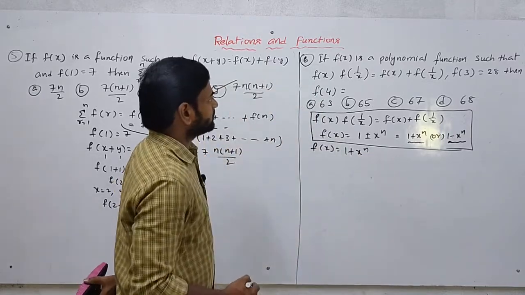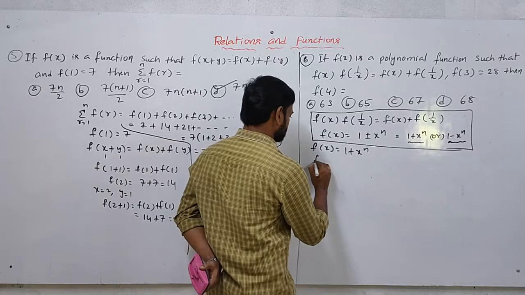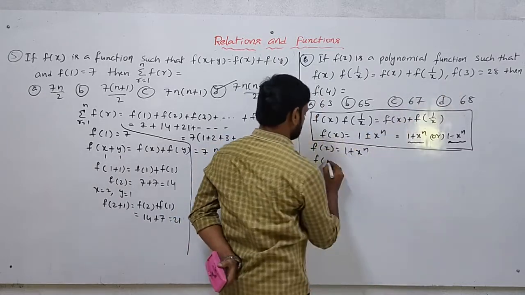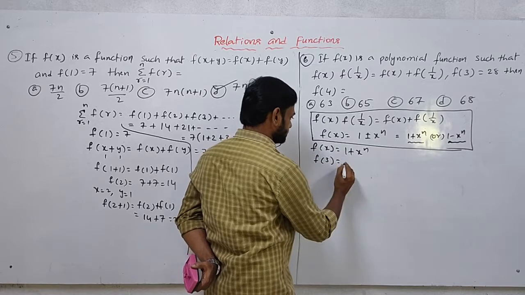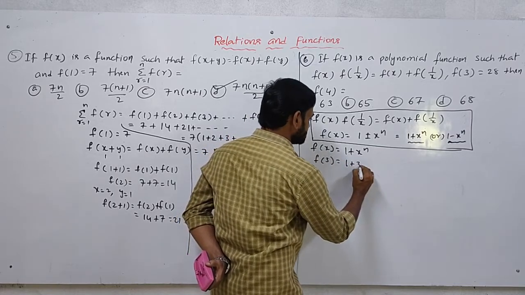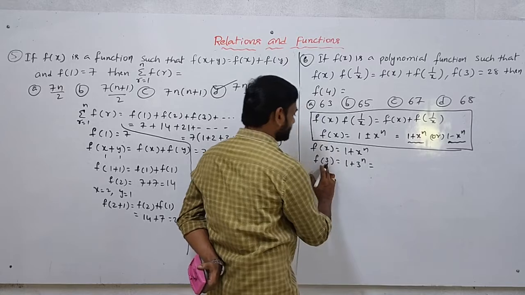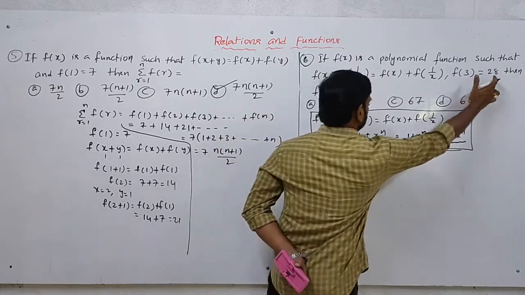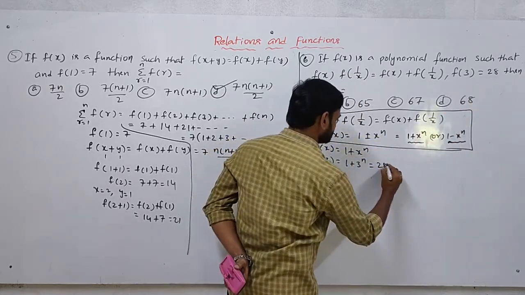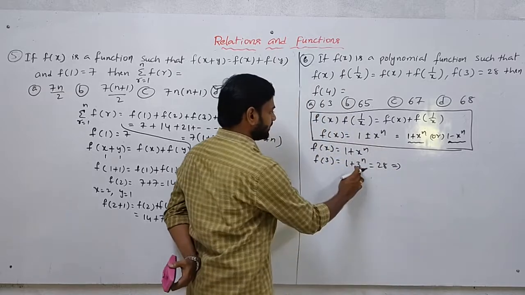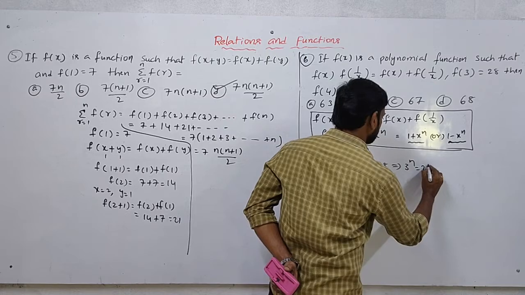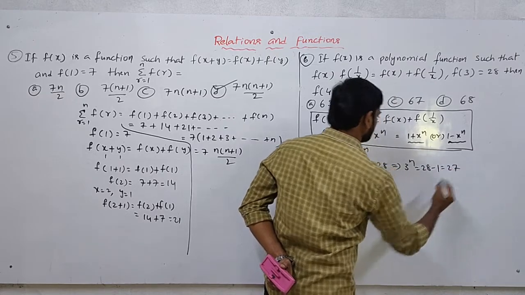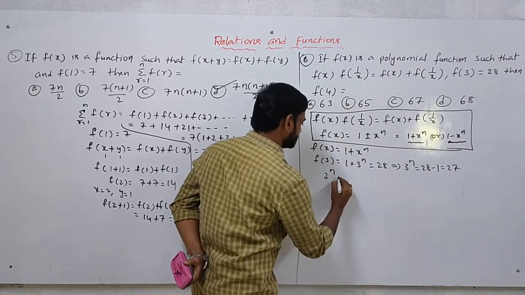See here, f of 3 is given. So in place of x, how much? 3. Substitute here: 1 plus 3 power n. And f of 3 value is 28. From this one, 3 power n, send this one to the side. 3 power n equal to 28 minus 1, that is 27. So 3 power n equal to 27.